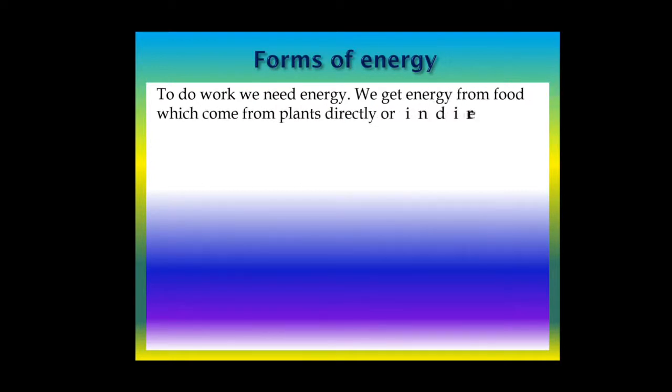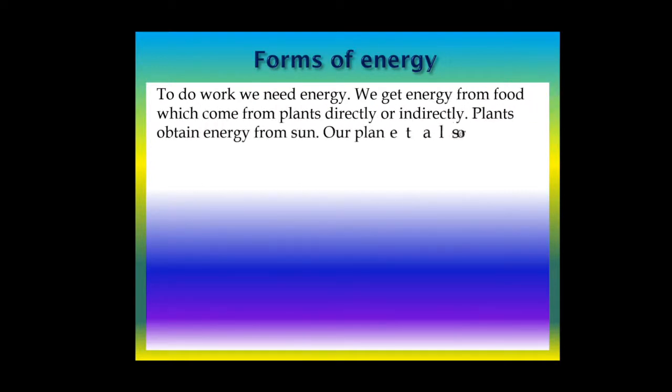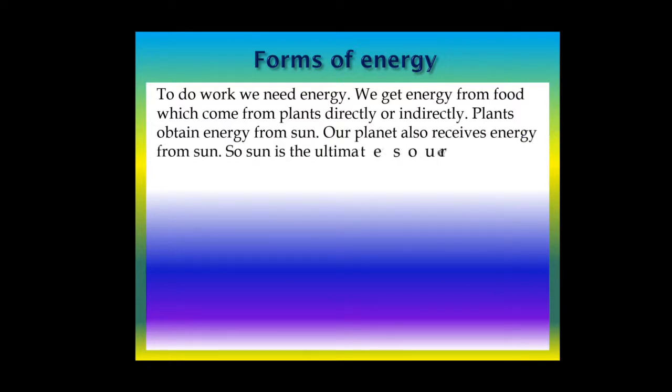Now, look at the forms of energy. To do work, we need energy. We get energy from food, which comes from plants directly or indirectly. Plants obtain energy from the sun. Our planet also receives energy from the sun. So the sun is the ultimate source of energy.